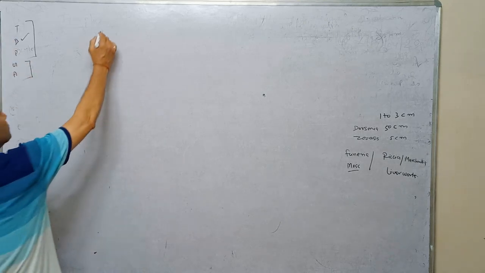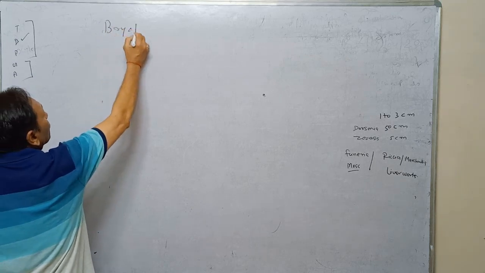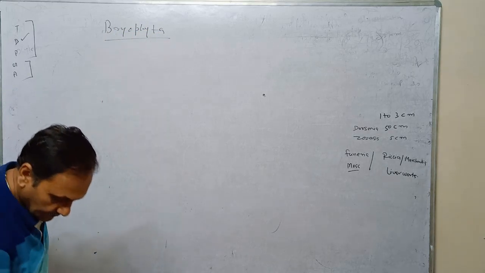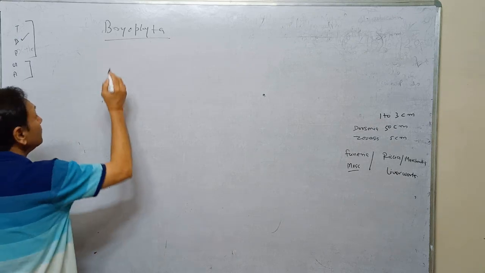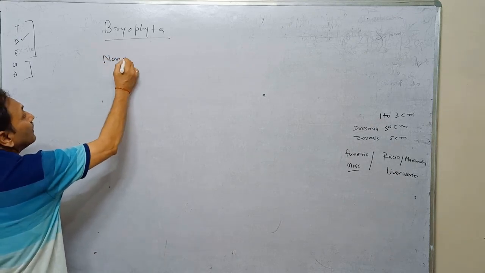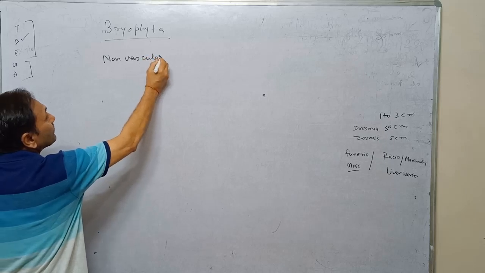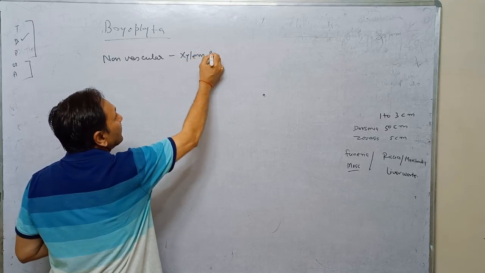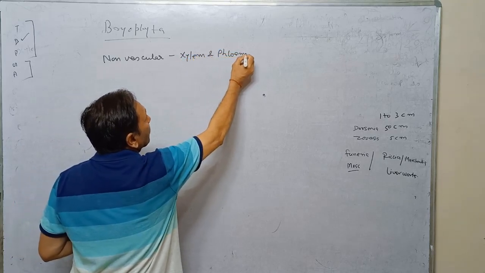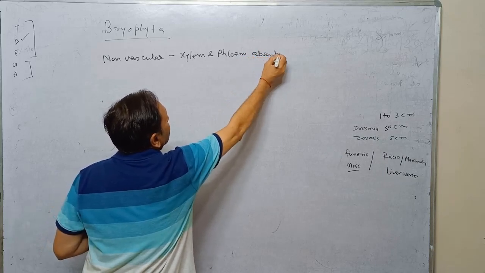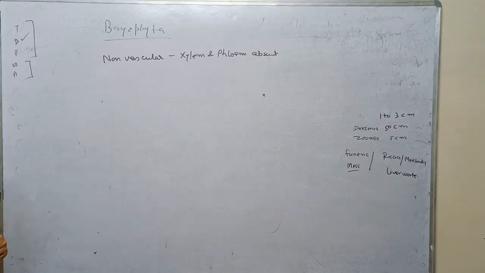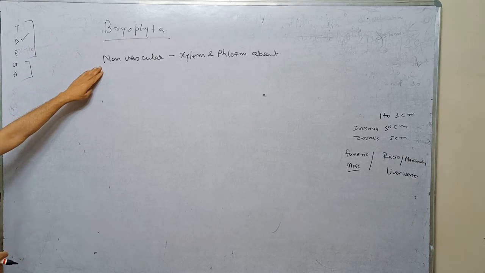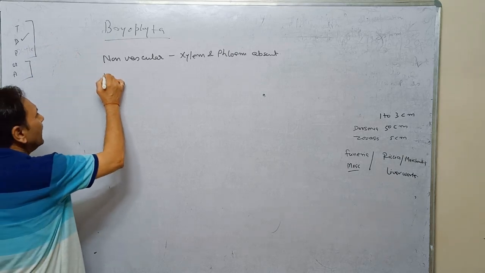So firstly we will start with Bryophyta. It is non-vascular, means xylem and phloem are absent. It is non-vascular. It is non-seeded, as we have told you. It is also non-vascular. And it is amphibious.